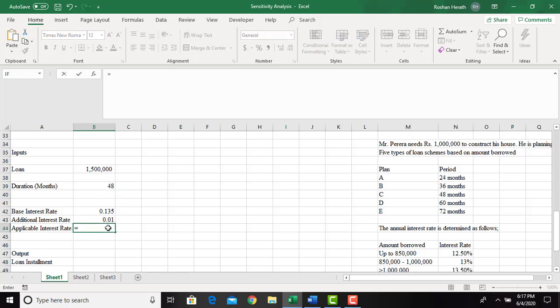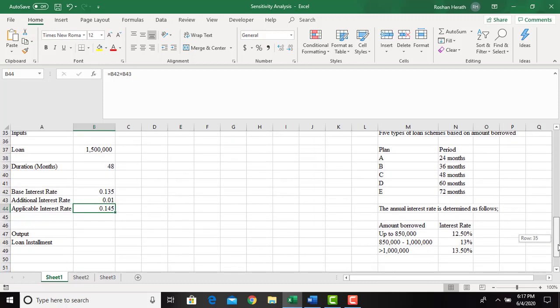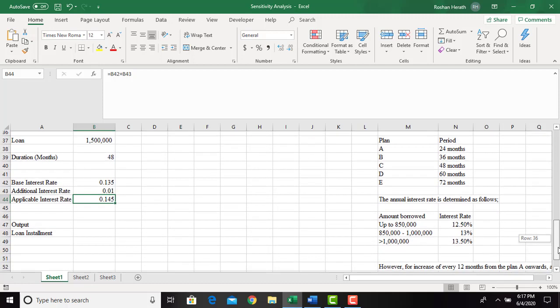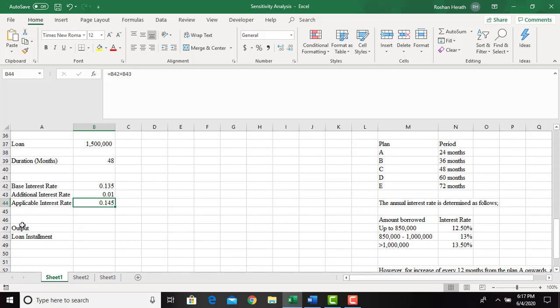Now you can add these two rates and get the applicable interest rate. So the applicable interest rate is going to be 14.5. So the applicable annual interest rate is 14.5. Then you may get the output. Now you have found all the required information.